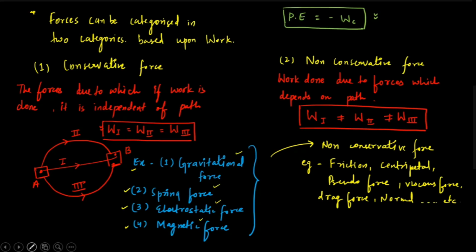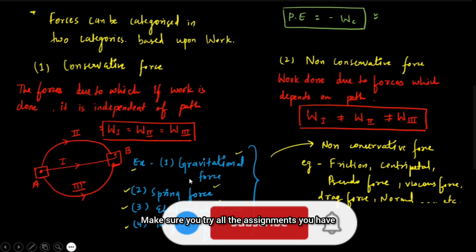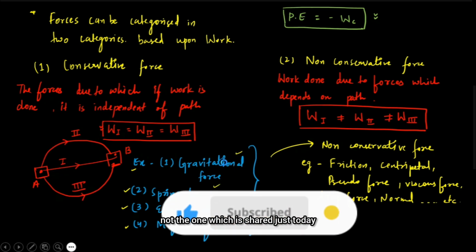In the next class, we'll talk about different forms of potential energy. We'll derive the formulas we obtain for each of them. We'll also talk about how these forces actually act on a body to do some work. So this is going to be the topic we'll go over in the next class. All right, as of now, let us just keep it till here only. Make sure you try all the assignments you have, not just the one which was shared today.